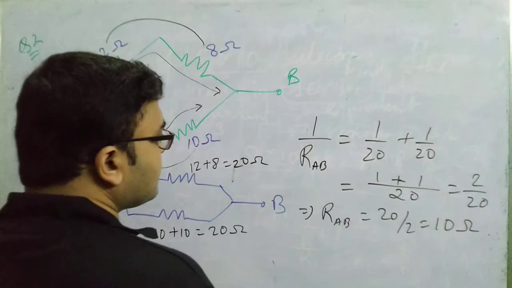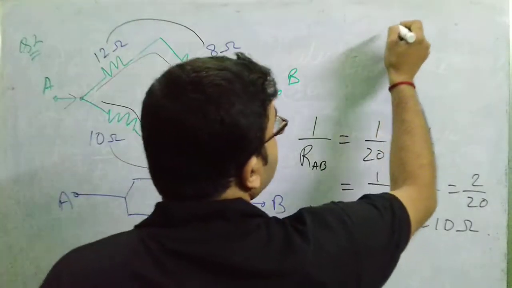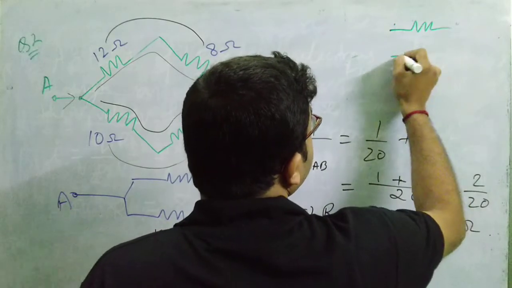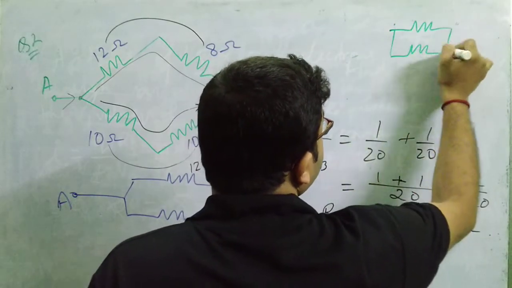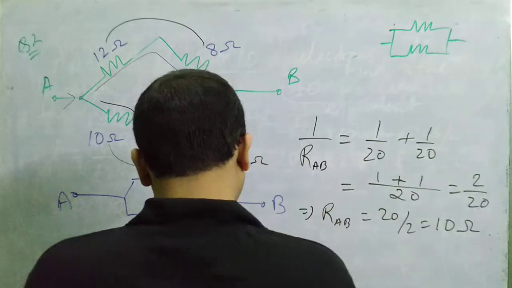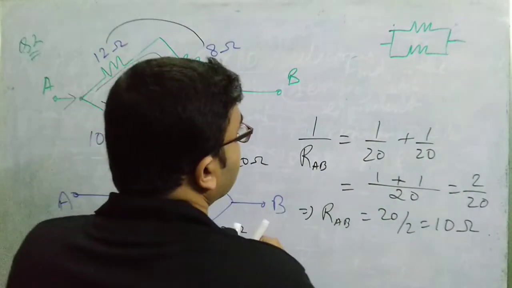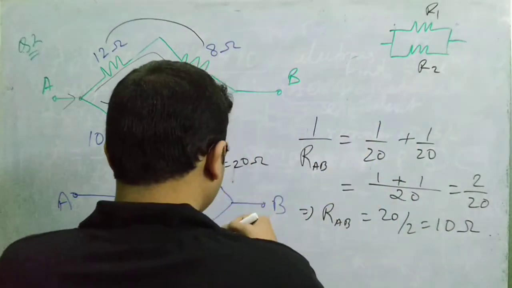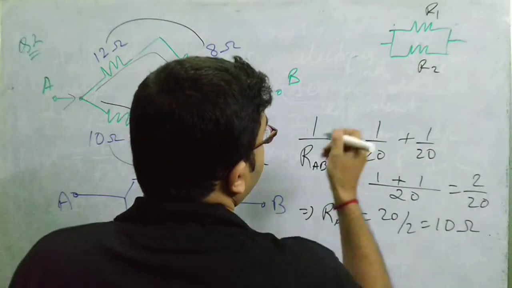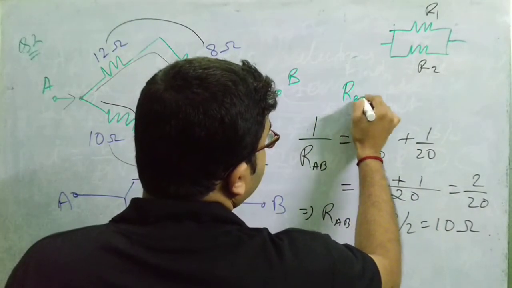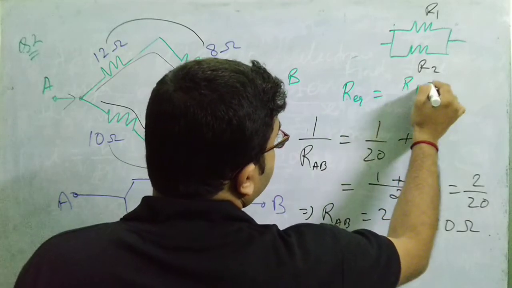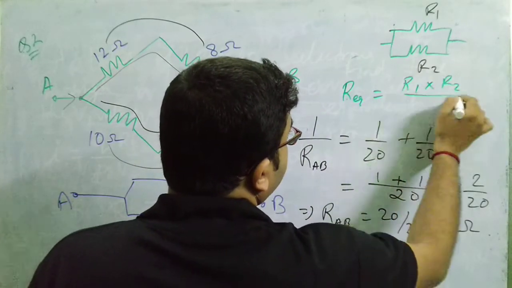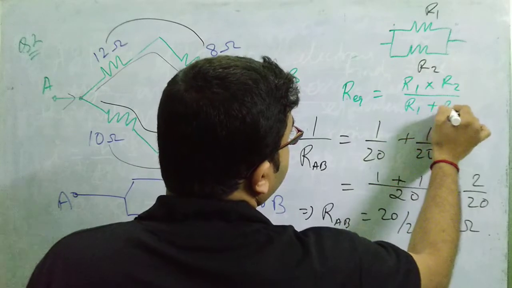If there are two resistors in parallel, say here is one resistance R1, here is one resistance R2. These two resistances are in parallel. Say like this circuit is given. You can also directly write this formula. Consider this as R1 and this is R2. You can directly write the formula as R equivalent is equal to R1 into R2 by R1 plus R2.